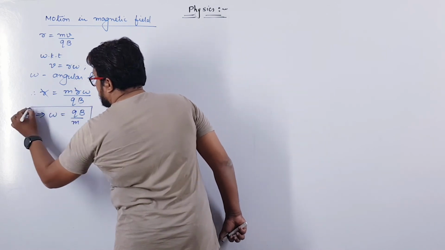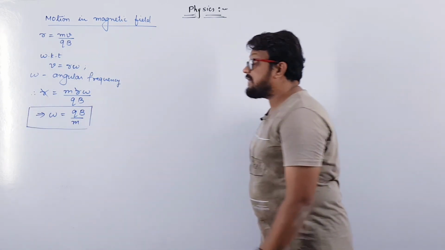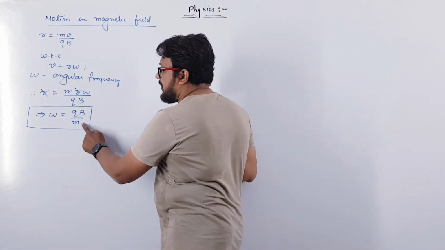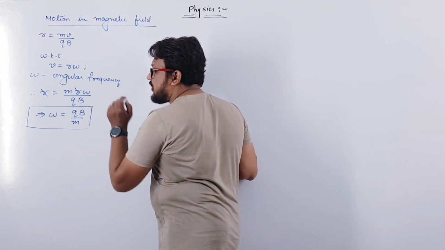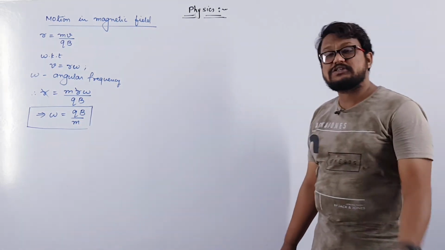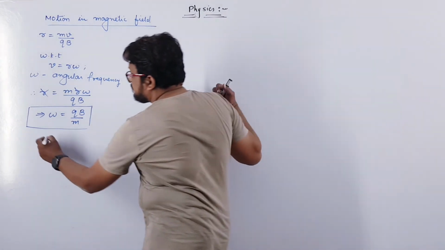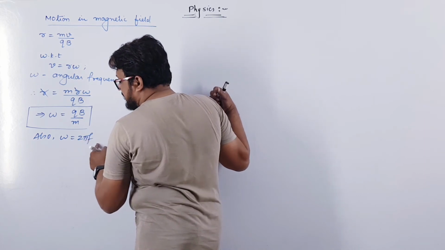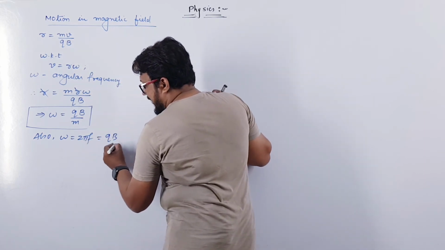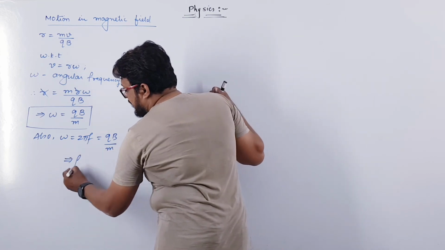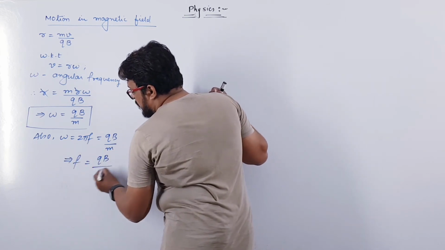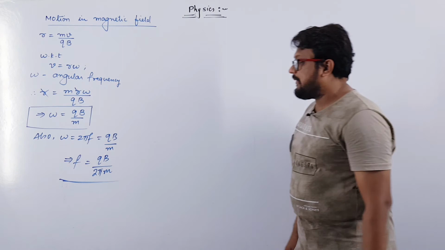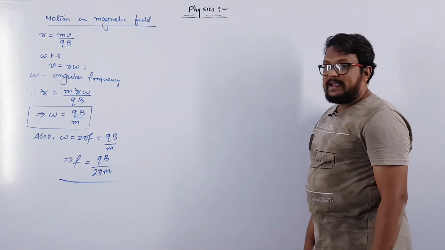This means that the angular frequency of the charged particle is independent of all the parameters. For a given charged particle, mass will be constant, magnetic field is constant, and charge is constant, which means that angular frequency is constant, right? Also, you know that omega is 2 pi f, where f is frequency, and this is equal to qB by m. So this implies that frequency f will be equal to qB over 2 pi m. So the frequency of the circular motion will be qB upon 2 pi m, right?